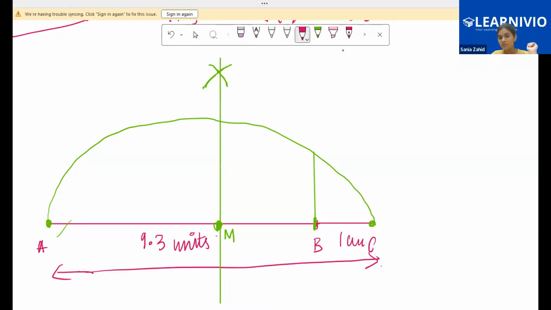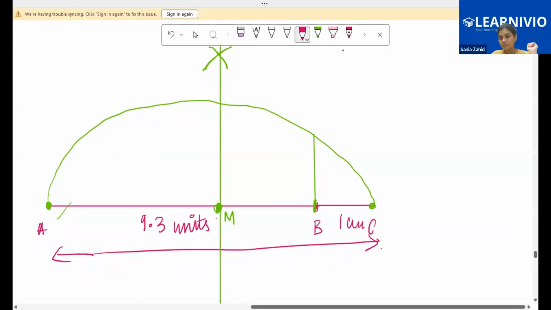Done? Yes, ma'am. Children, 1 minute. Now you keep the compass at point B and the radius should be this much. This should be the radius of the compass and keep the compass at point B only. Right?